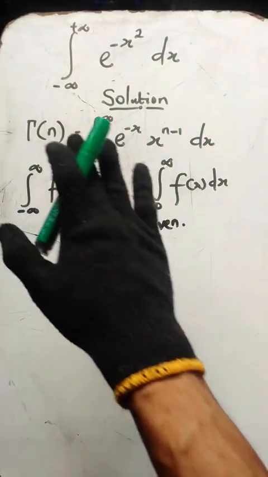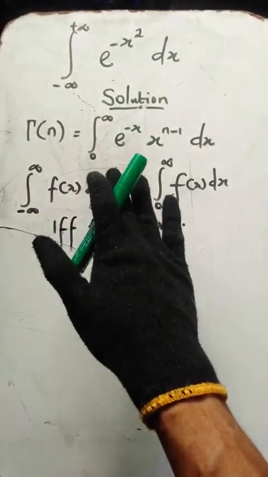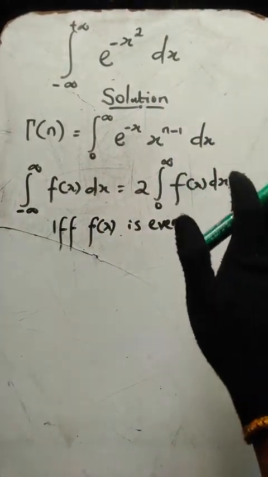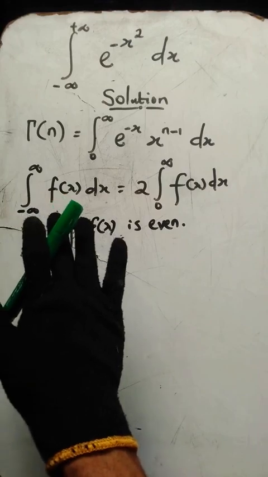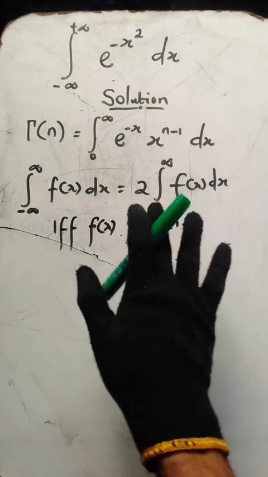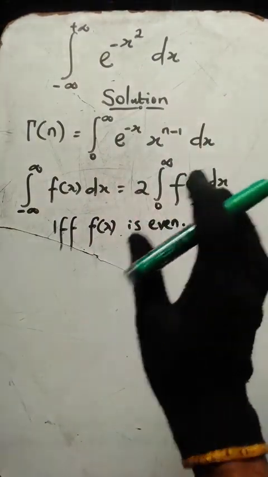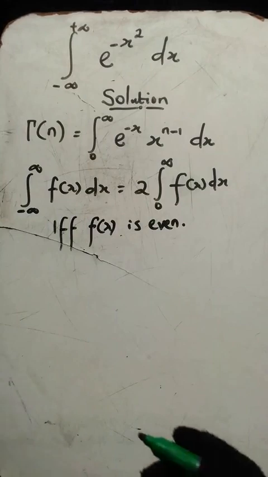So now this is the gamma function. The gamma of n is equal to the integral from 0 to infinity e raised to minus x, x raised to n minus 1 dx. And we have that this integral from negative infinity to positive infinity is equal to twice the integral from 0 to positive infinity. And this is going to hold if and only if f of x is even. Okay, now let's get started.